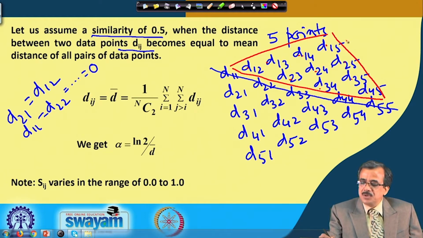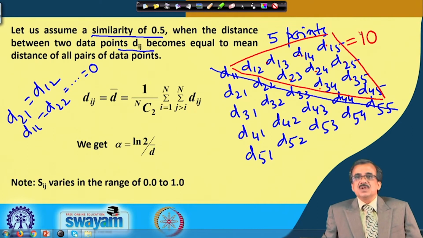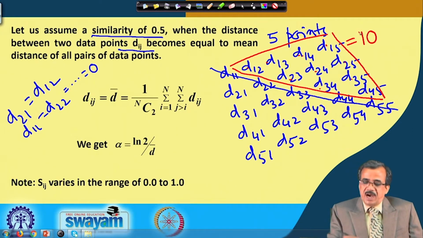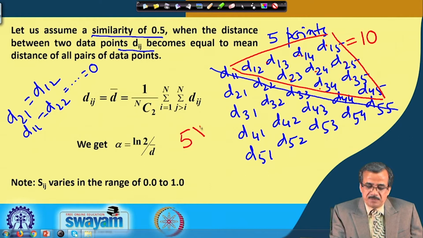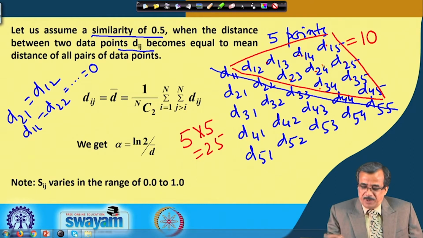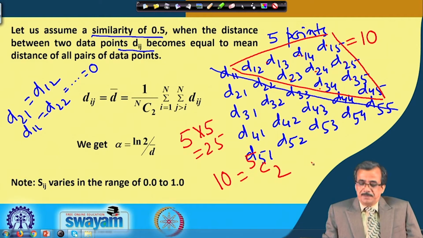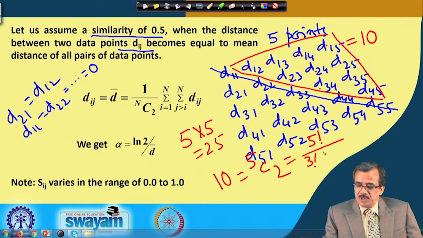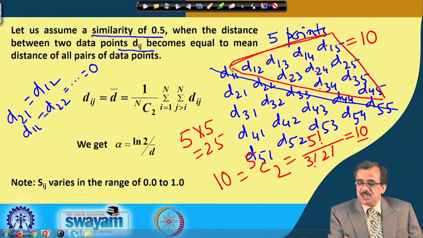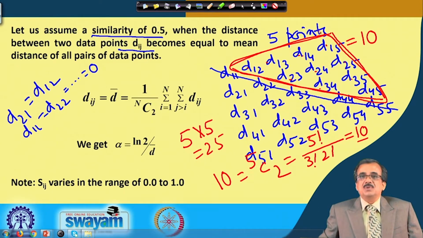Now, here if I just know these particular 10 distance values, my purpose is solved, and I need not calculate all 5 multiplied by 5, 25 distance values. Now, this particular 10 is actually nothing but 5 C 2, and if we calculate, this is 5 factorial divided by 3 factorial, 2 factorial. So, this is nothing but 5 multiplied by 4, that is 20, divided by 2, and this is nothing but 10. So, if I know these 10 pieces of information, my purpose will be solved.